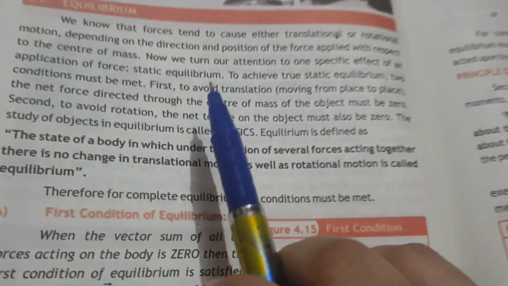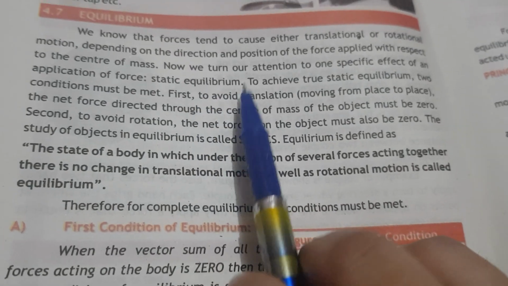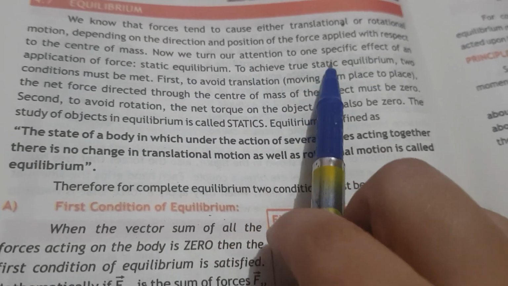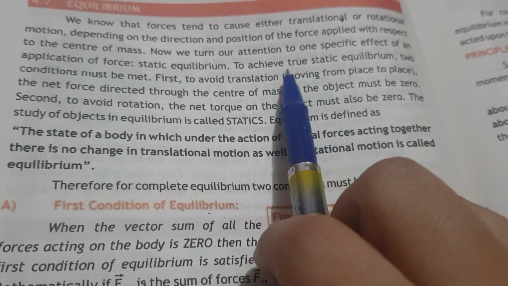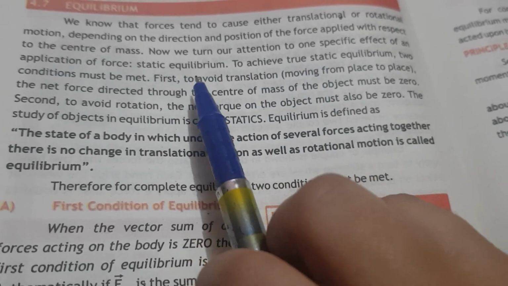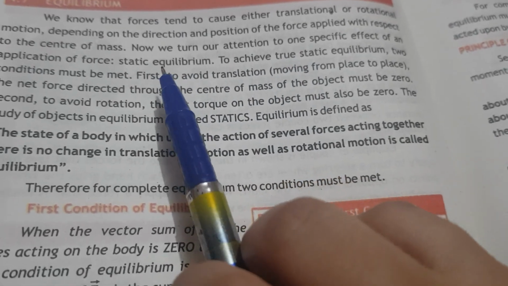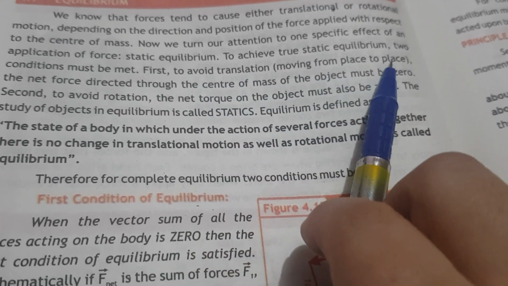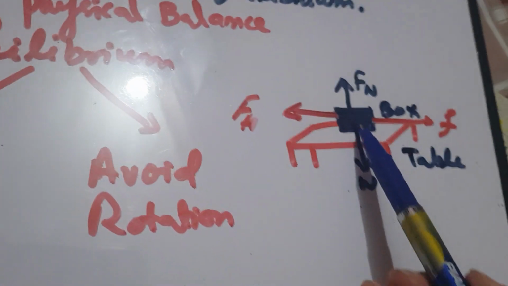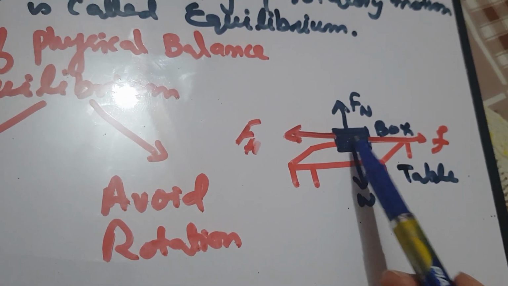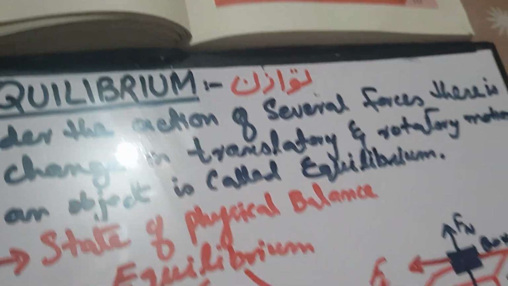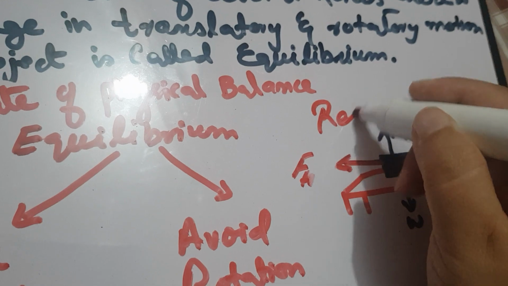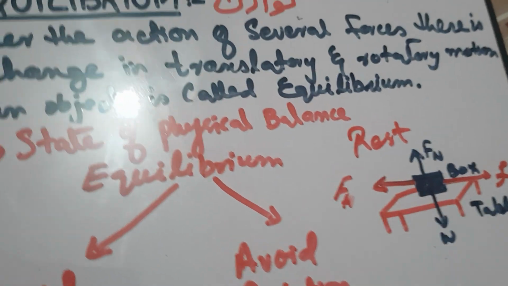Starting from your book, here you can see that first, because we want to achieve the static equilibrium. Static means the body is in a stationary position, it is in static equilibrium, right? So first, to avoid the translation, meaning moving from one place to another place, the body should not move from one place to another, it should be in a state of rest. So the rest is the first main condition that the body must have.